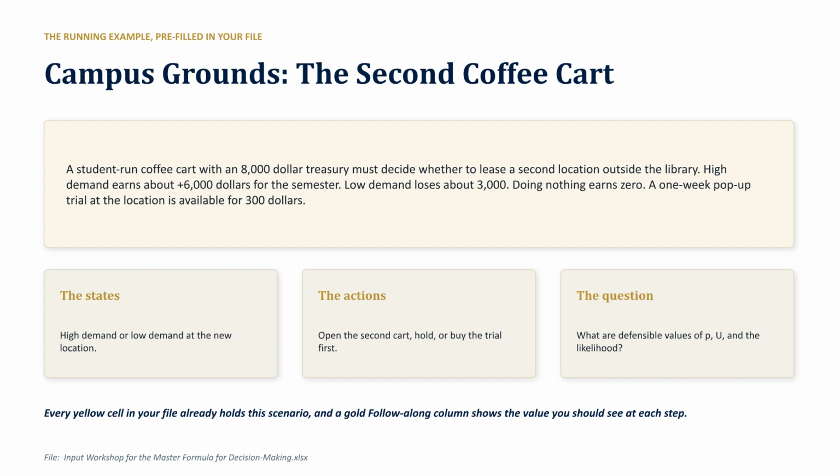To illustrate, we use the Campus Grounds coffee cart example, which is pre-filled in your file. We are deciding whether to lease a second location. You have the states, the possible actions, and the question of how to reach defensible inputs. Follow along in your file using the gold columns.